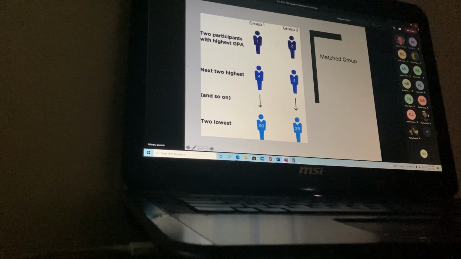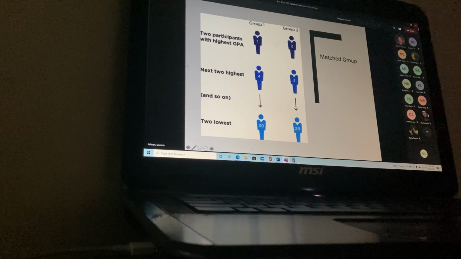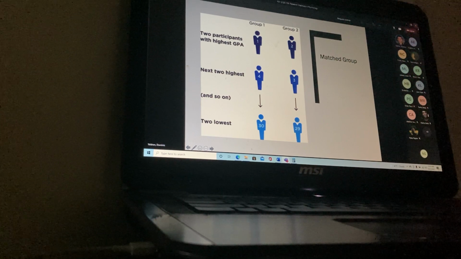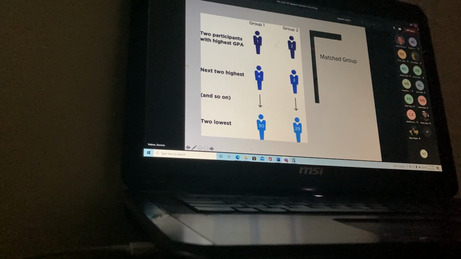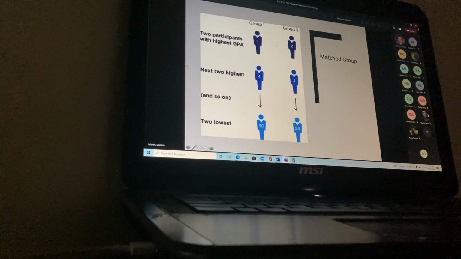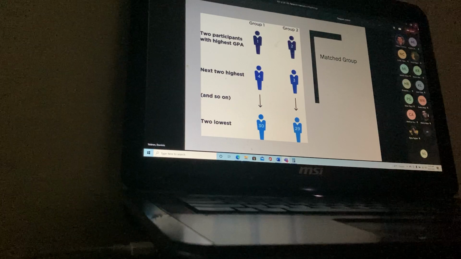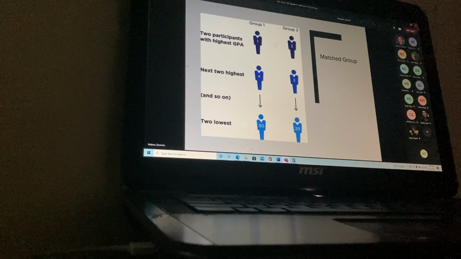The only issue with this, right, is it's not random. So even if you're matching them on this one particular variable, that may introduce systematic differences on other things, because you're not randomly sampling. So that is an issue. But sometimes a matched group can be helpful.